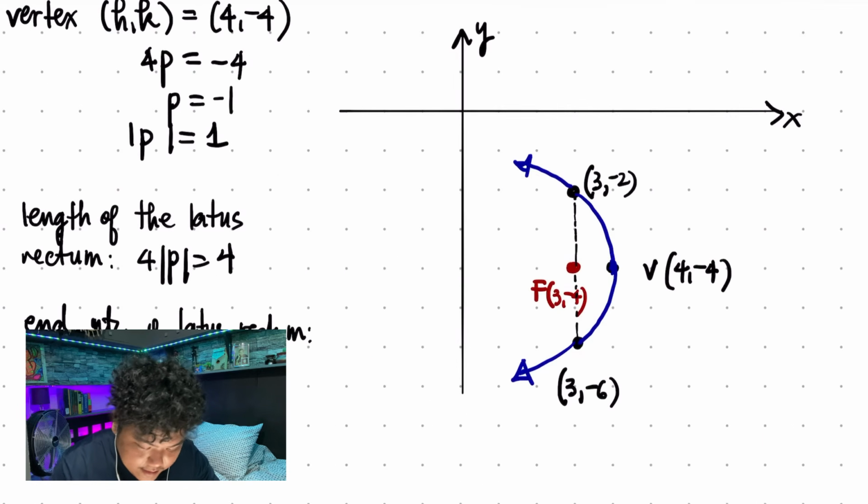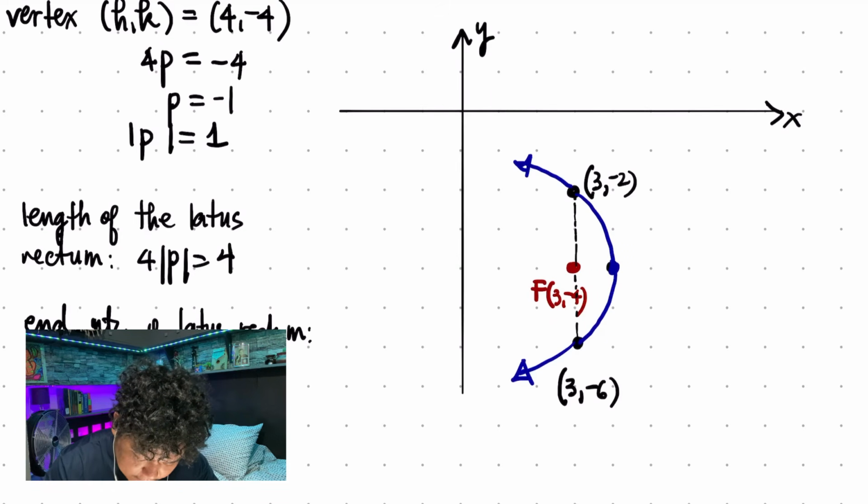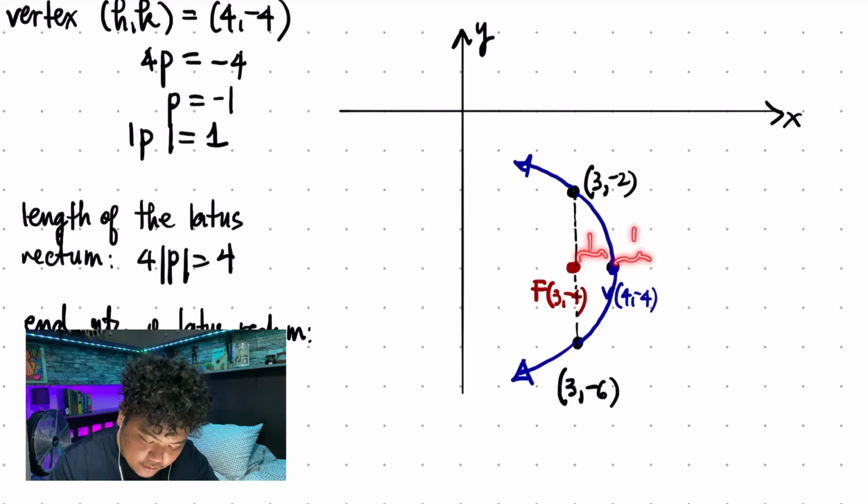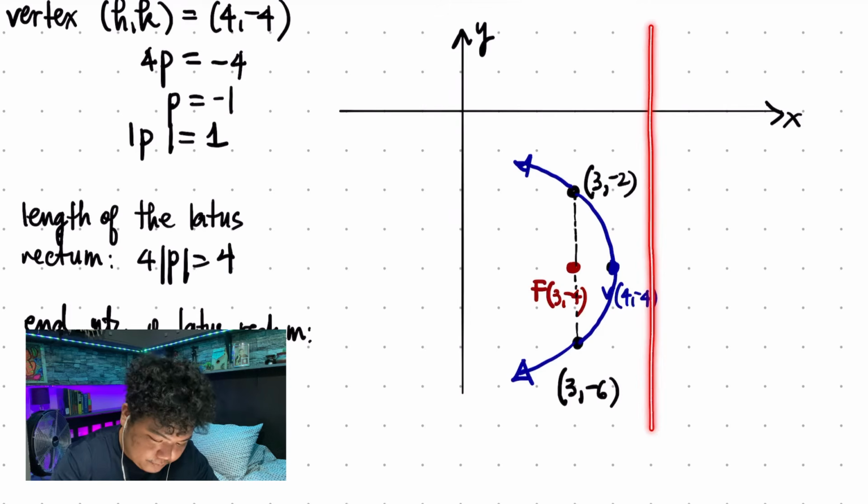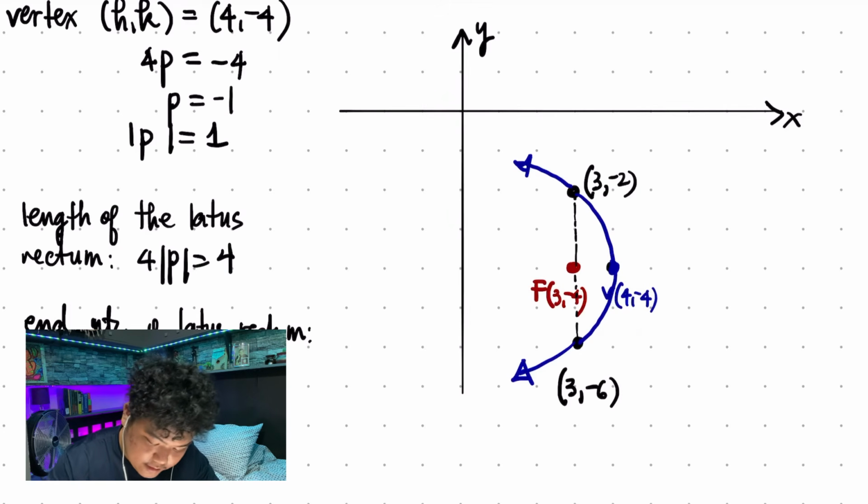Okay, so balik tayo sa ating figure. Re-rewrite ko lang yung vertex kasi I need space. So, vertex is 4, negative 4. So, the directrix is 1 unit away from the vertex pero to the right. 1 unit. So, ito yung directrix mo. It's a vertical line. I-red na lang natin siya.